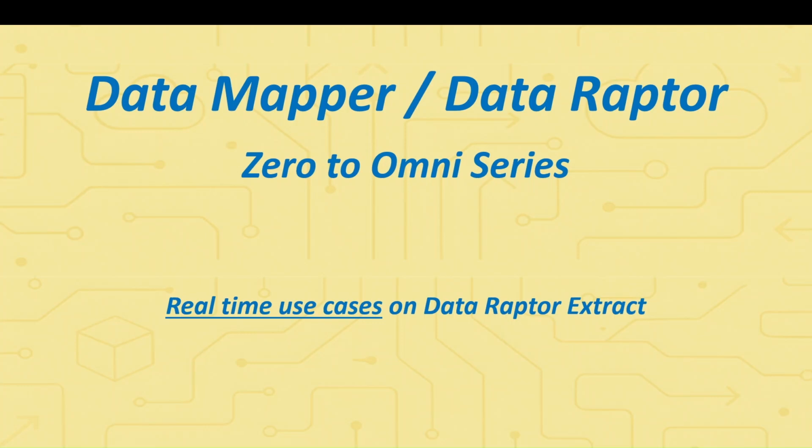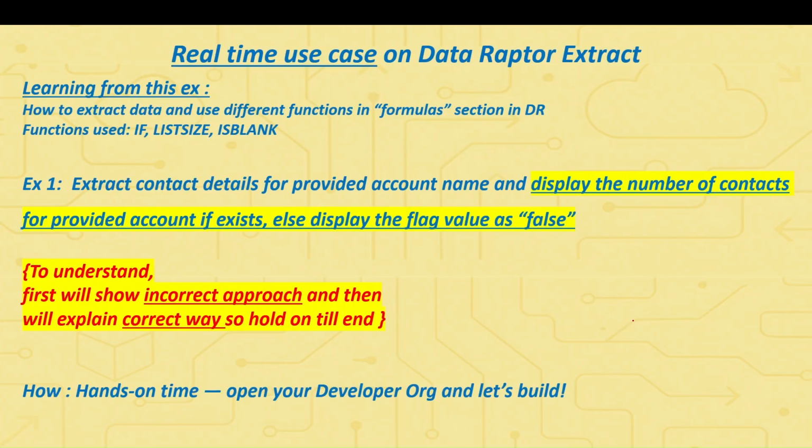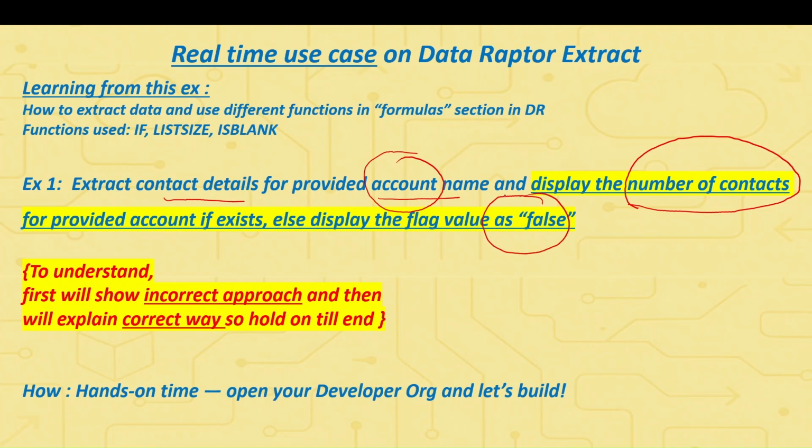In this video, let's see a few more use cases on DataRaptor Extract. Here, we need to fetch contact details for a provided account name and display the number of contacts under that one account. If those contacts exist, display the number of contacts, else display a flag with value false. So how can we achieve this?